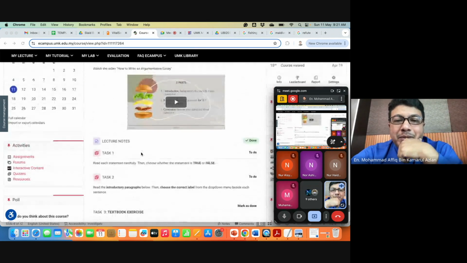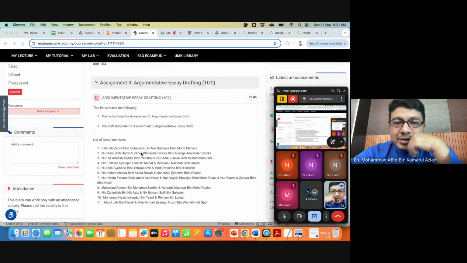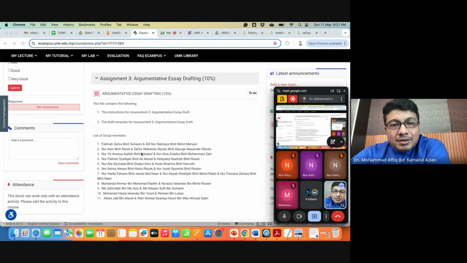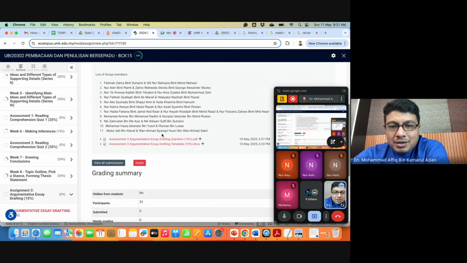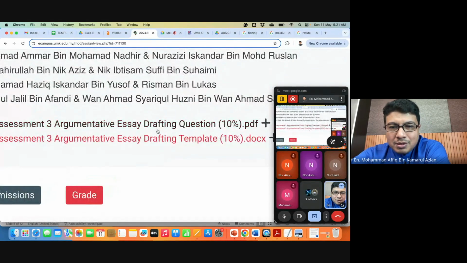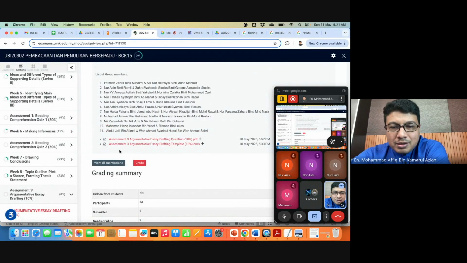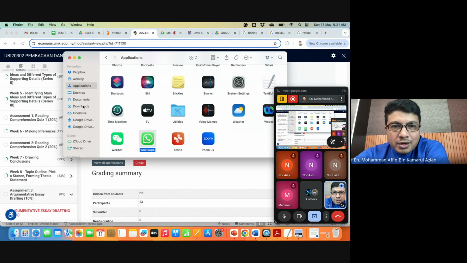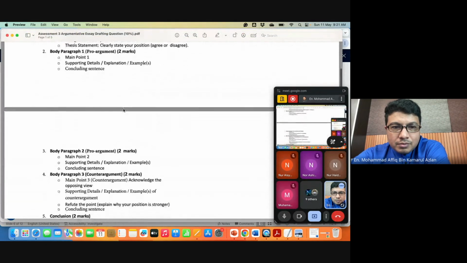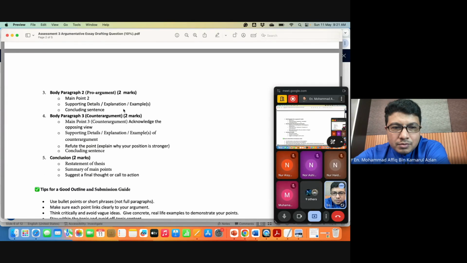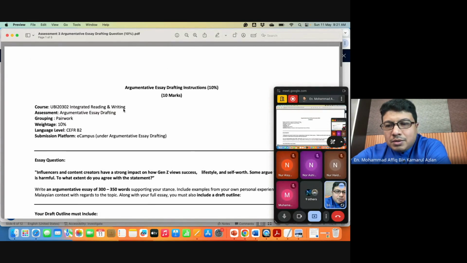So before we take a look at the practices, let us take a look at the assessments first. You can take a look at the instructions. You can get the template from here. So just click on the link here. From the link here, you can see the assignment question, instruction, and also the template down here. So click on the link, then you can see the instruction, which I have already downloaded. So this is the instruction.